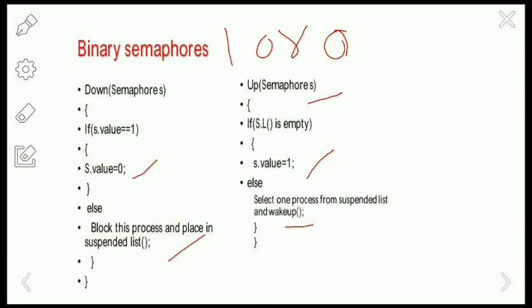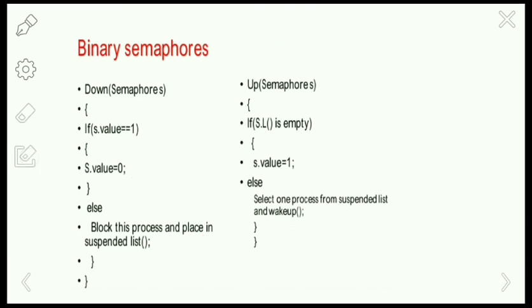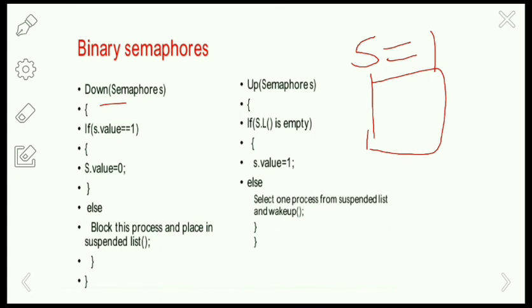So we will work on a simple example here. In the critical section, we have the semaphore variable s, which is initialized to 1, so it will be either 1 or 0 for binary semaphores. So if a process wants to enter the critical section, it has to execute the down operation.